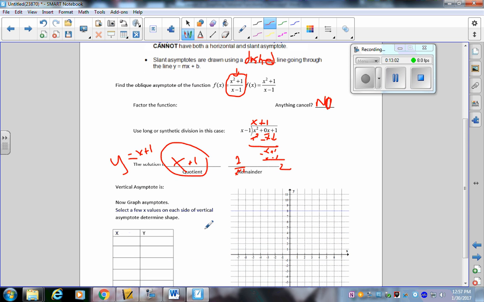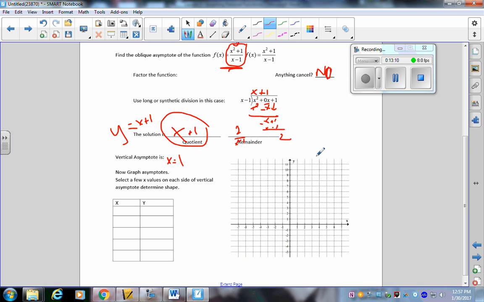Okay, so let's go ahead and put in our vertical asymptote. It's x equals a positive 1. I got that from looking at my denominator in the original problem. So we're going to go ahead and dash that in. Now we're going to graph our slant asymptote using this right here. So I'm starting at a positive 1, and go up 1 and over 1.